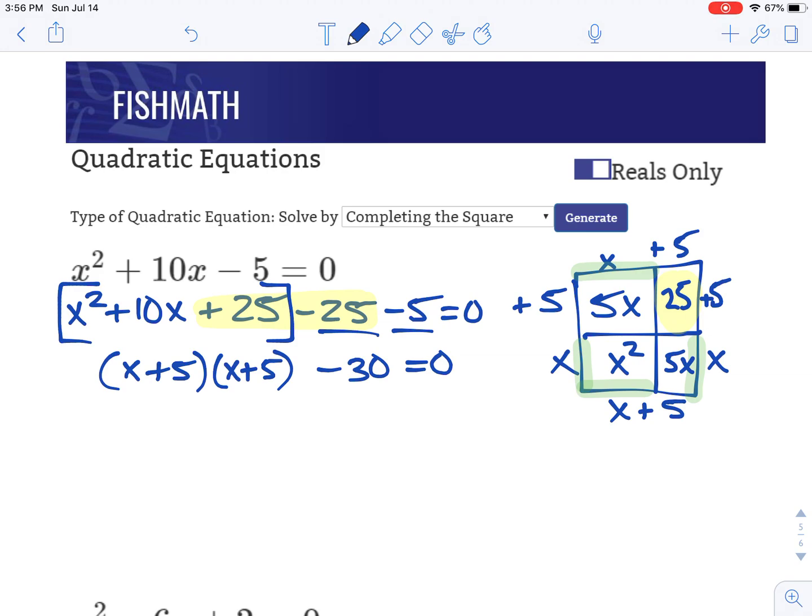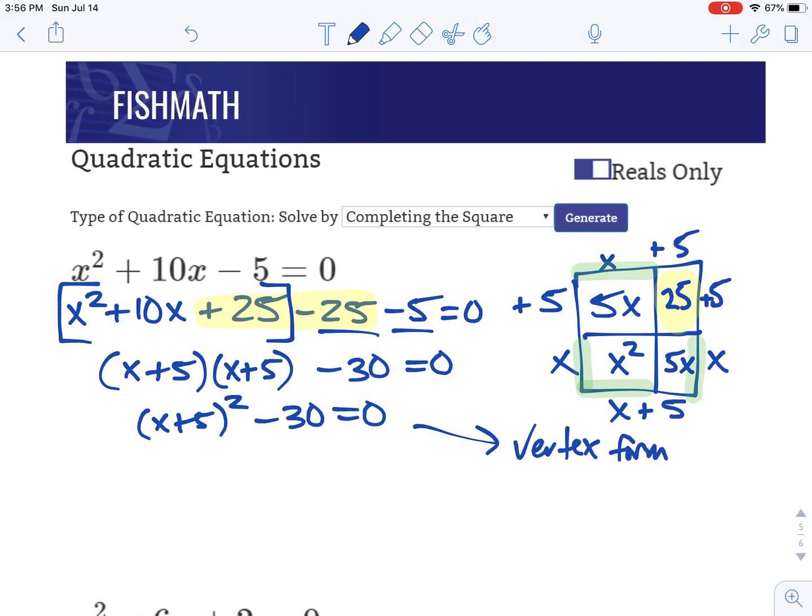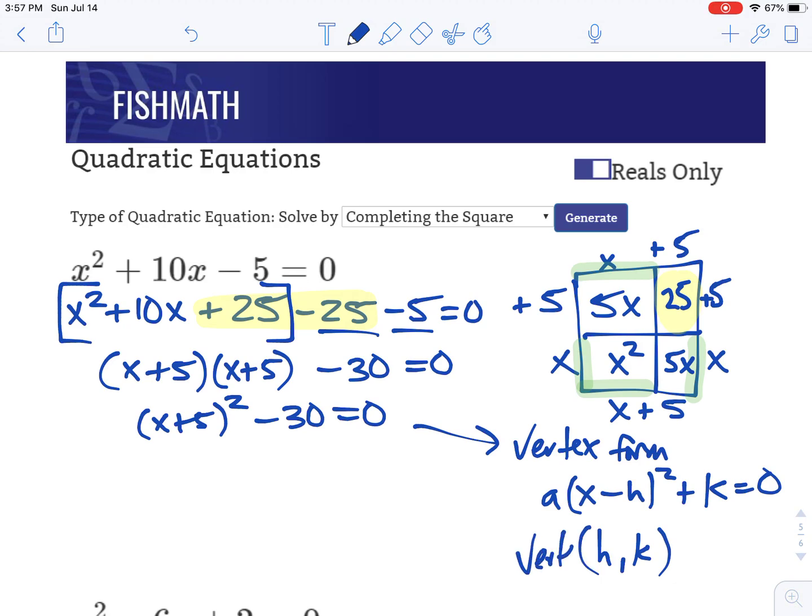Okay, now x plus 5 times itself is x plus 5 squared, minus 30 equals 0. We call this something important. This is actually called Vertex Form. When it's like a times x minus h squared plus k equals 0, we call that Vertex Form, because the vertex is going to be (h, k) if that's in that form. So when it's in this form, we know the vertex would be (negative 5, negative 30).